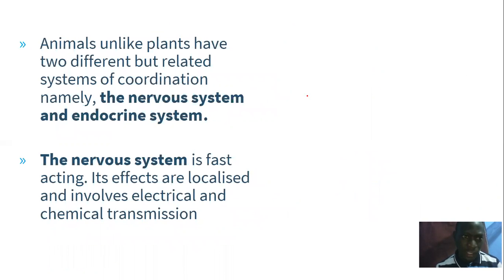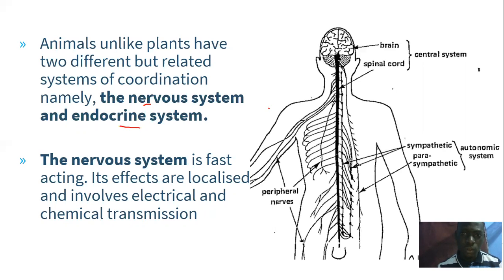Now, unlike plants, animals have different types, but related systems of coordination. So we have what we call the nervous system, which we are going to be focusing on now. And we also have the endocrine system, which I will focus on later in some other videos. Now, the nervous system is very fast. Its effects are localized, that is in a particular place. For example, when you step on a nail or fire is burning you, fire is going to burn you in that particular place. So it's going to be so fast. But then as the impulses are being transmitted, it also involves some chemical transmission. So we shall also look at that.